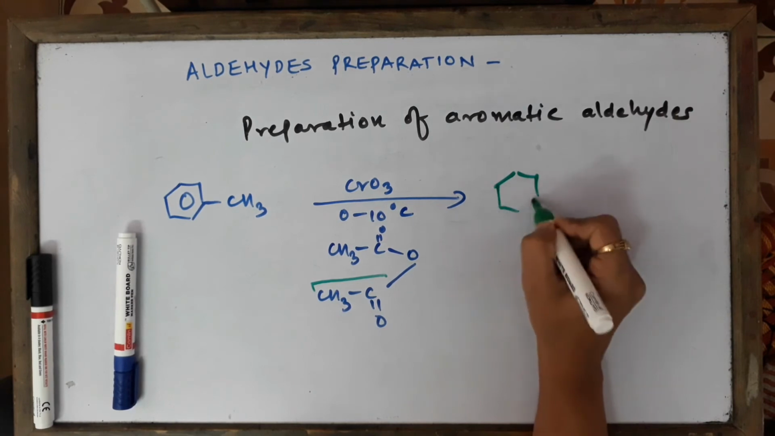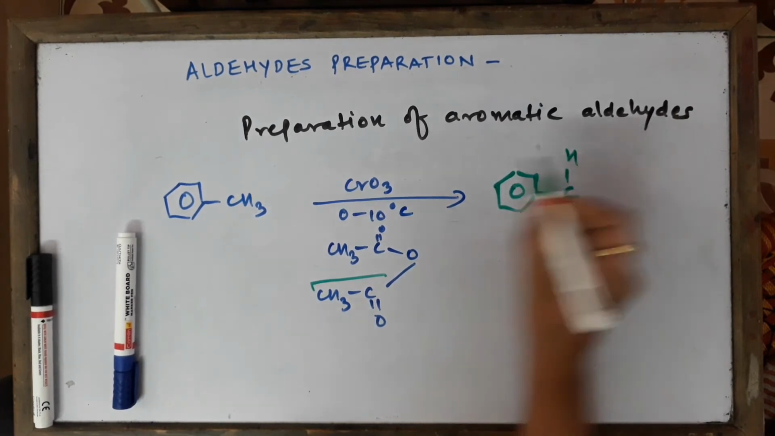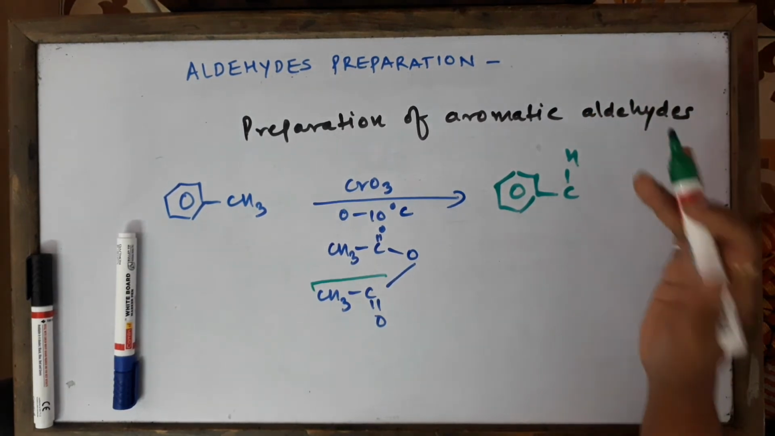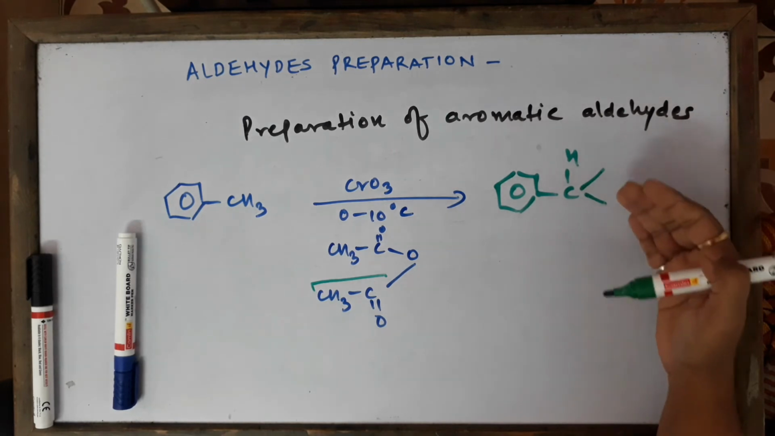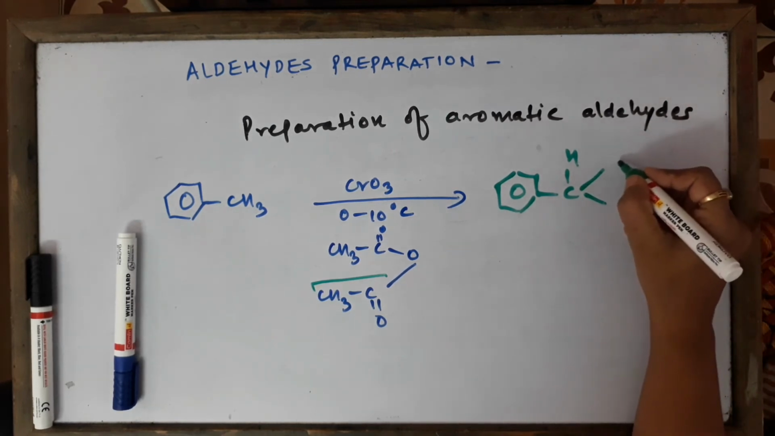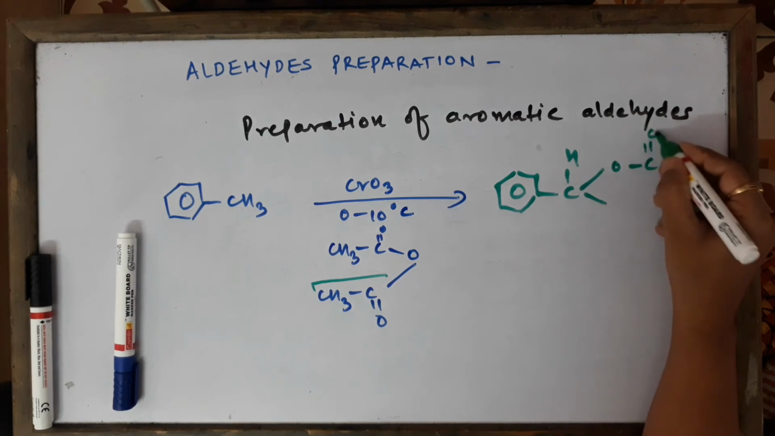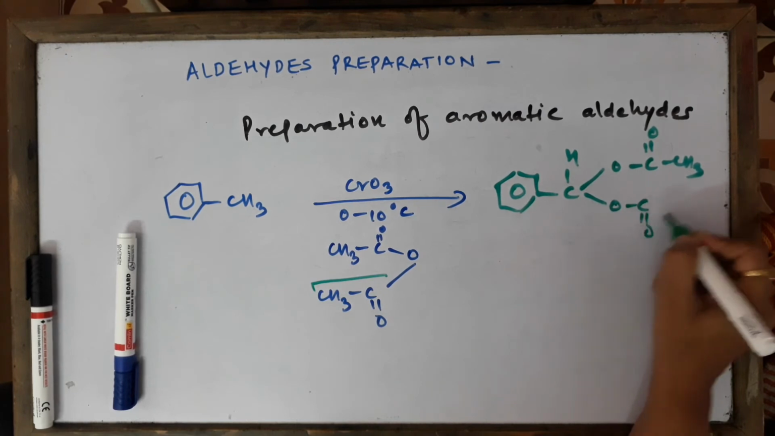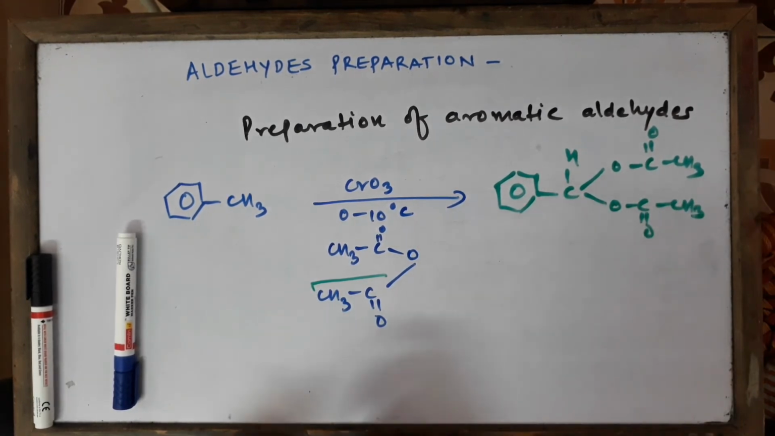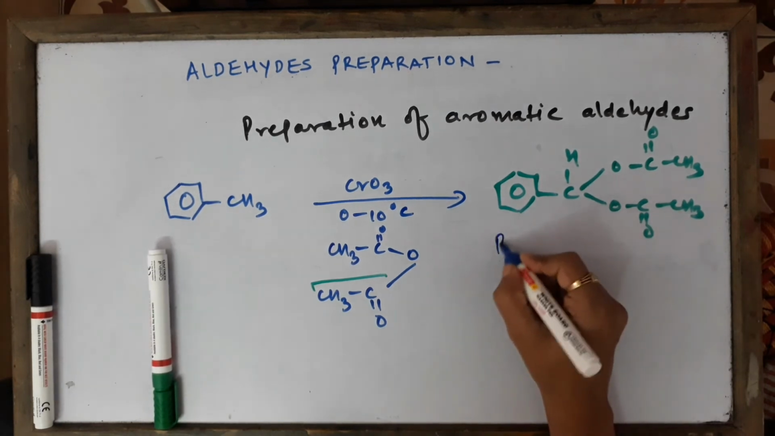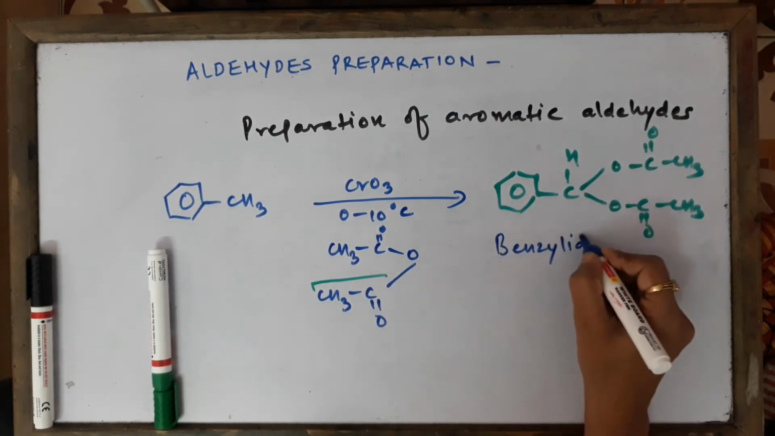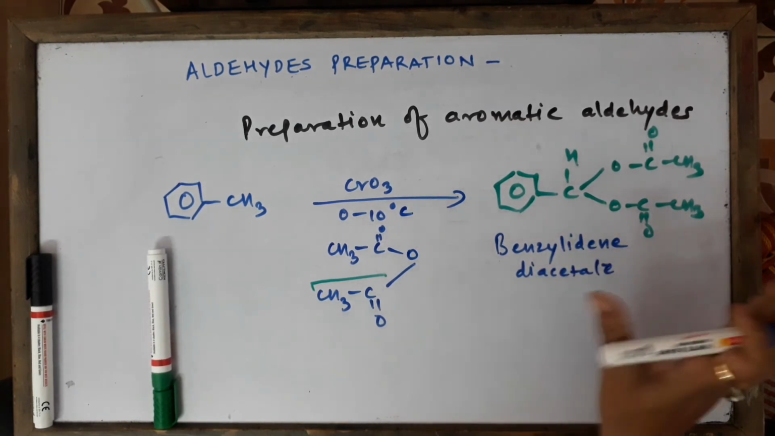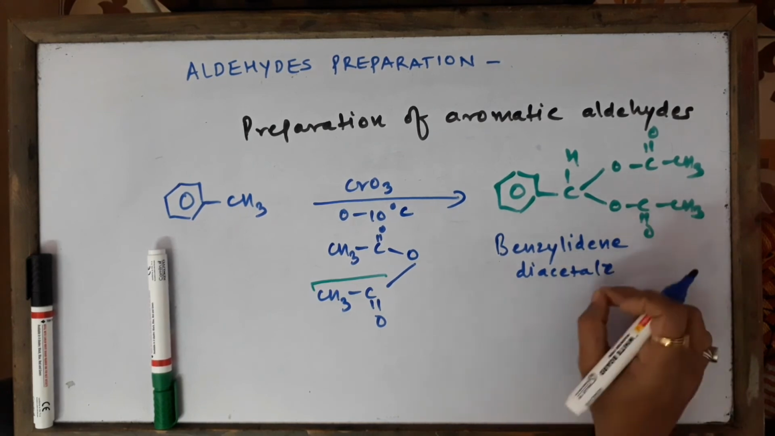I get a product something like this, which I can draw CH. One of the H, of course children, you have to keep it attached with the carbon atom, because you have to make benzaldehyde, and then a similar complex as you made in the Etard reaction. So you will be getting over here OCOCH3, also here the same thing, OCOCH3. So again an intermediate is formed, which is going to be called benzylidene diacetate, or you can just write down in the exam the structure or write the word intermediate.